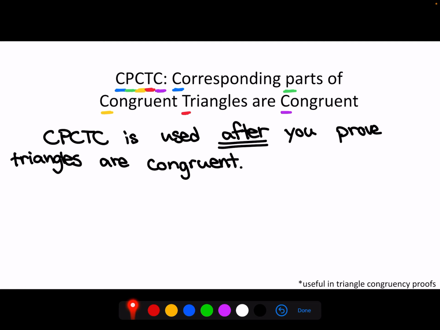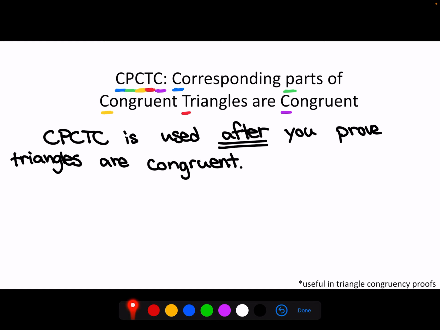Now, we talked a little bit about this in our previous video. CPCTC just stands for corresponding parts of congruent triangles are congruent. And this is really important for us because we're going to be using it constantly in this class. Anytime that you prove two triangles are congruent by either side, side, side; side, angle, side; or angle, side, angle, I can say that any other piece within those two triangles are congruent as long as they correspond to each other.